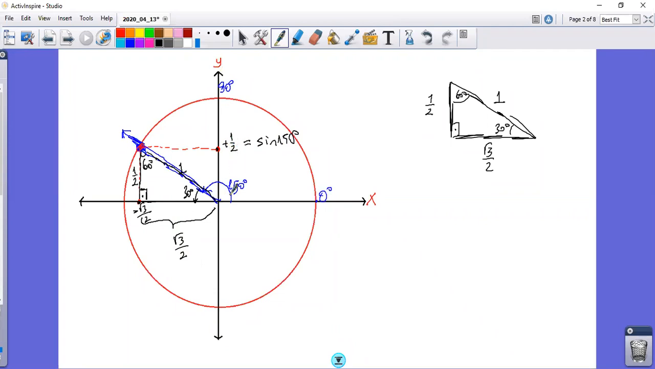And cosine of 150 degrees is negative root 3 over 2. Cosine is negative in the second quadrant, and sine is positive in the second quadrant. In the first quadrant, cosine is positive, sine is positive. In the second quadrant, cosine is negative, but sine is positive.